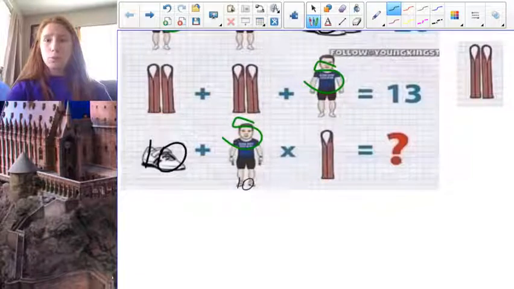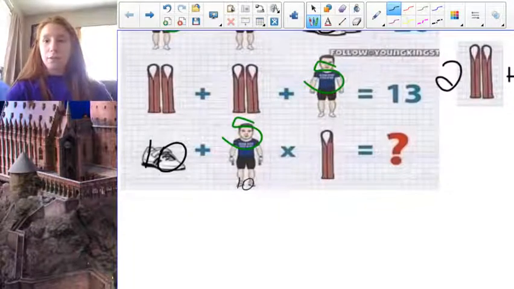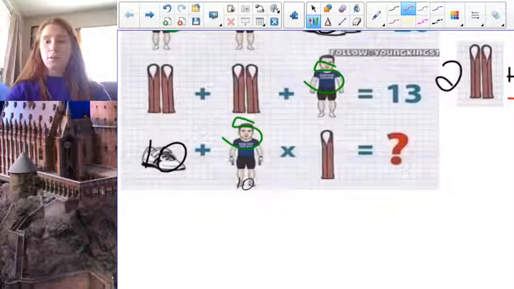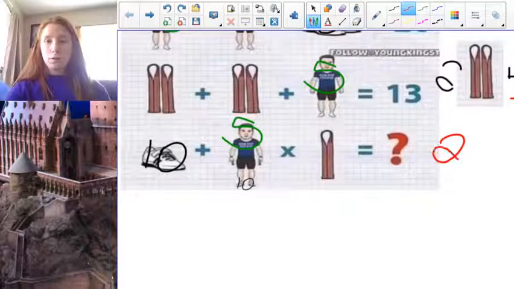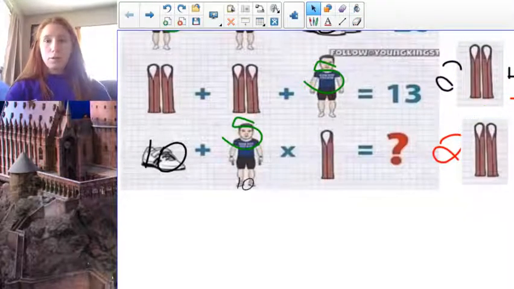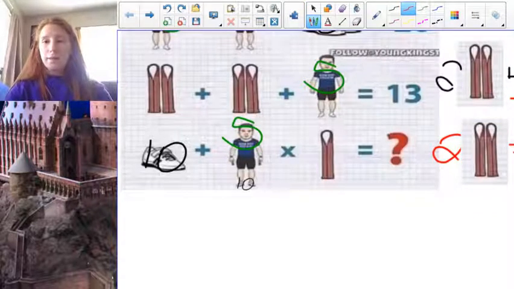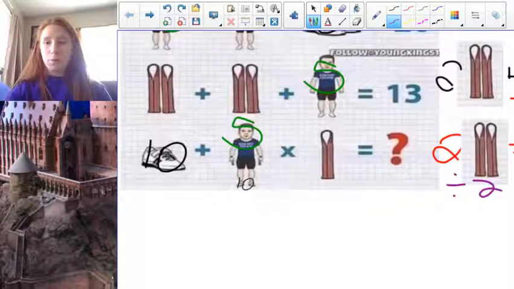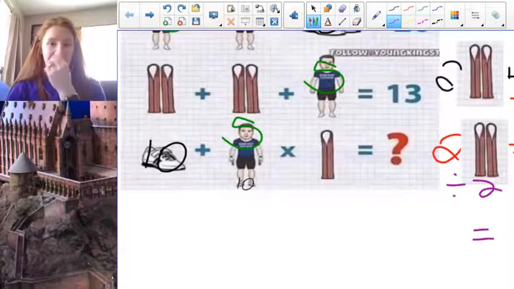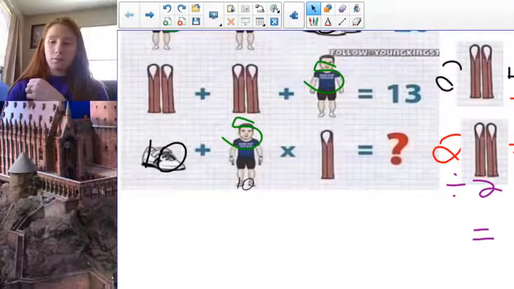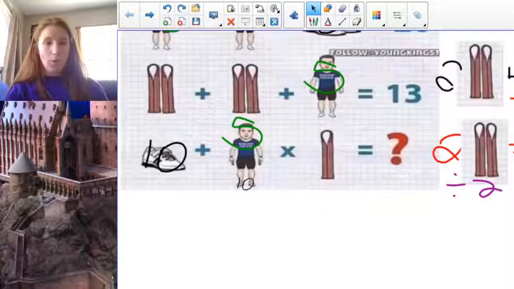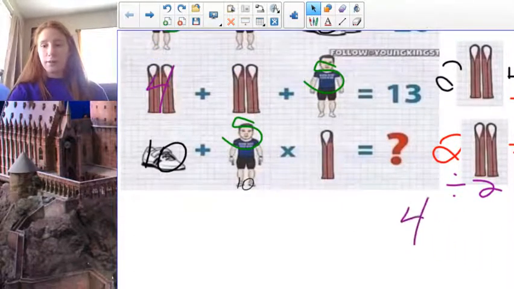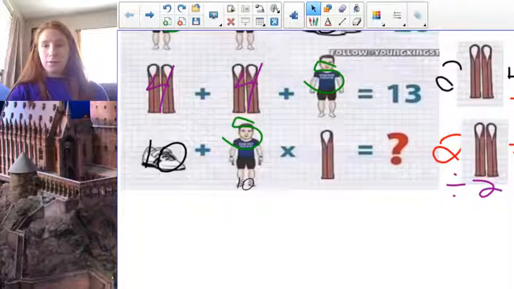So 2 times scarf plus 5 equals 13. So again, doing that inverse operation of subtraction. So 2 times scarf is equal to 8. So we're going to divide both sides by 2. And I get 4. I'm going to just erase the equal part because then I can just duplicate that 4. And I got a 4 here, and I've got a 4 here, and I've got a 4 here.